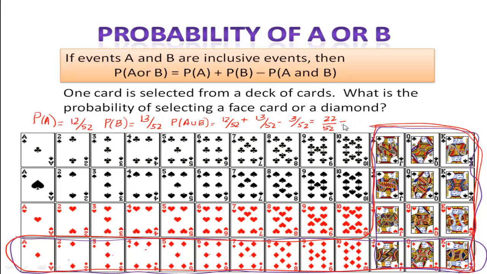And you can go a bit further with 22 over 52 and get 11 over 26, and you can find the decimal approximation to this or turn it into a percentage by multiplying that decimal times 100. Okay, I'll leave that up to you, and we will see you in the next video for another example.